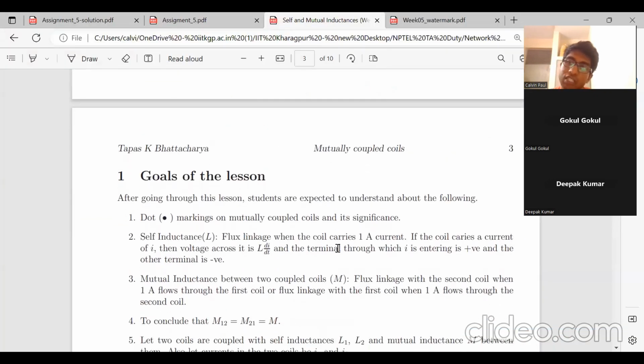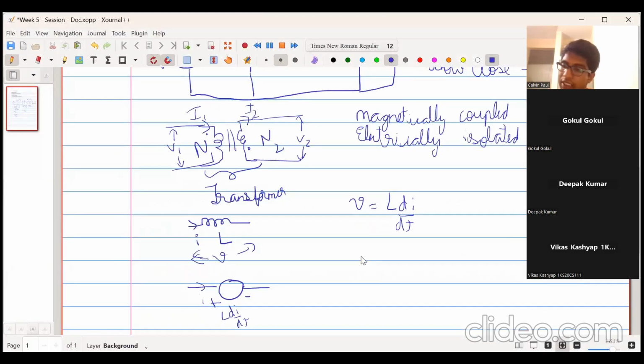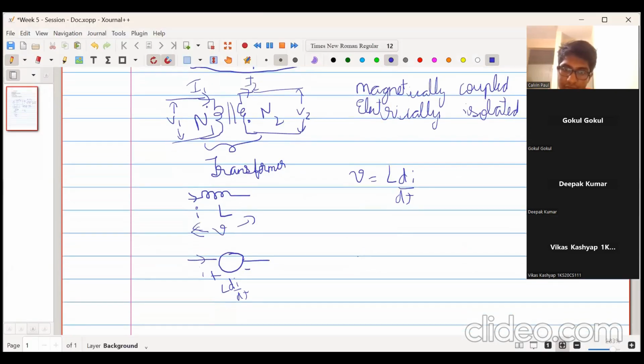Now mutual inductance between two coupled coils. So the flux linkage with the second coil when 1 ampere flows in the first coil, or the flux linkage with the first coil when 1 ampere flows in the second coil. Right? So let us consider two coils. There is coil L1 with current I1. There's coil L2, and current I2 is flowing through it.